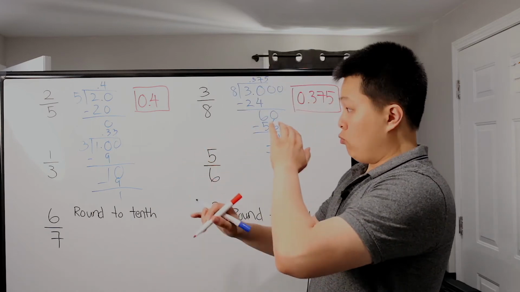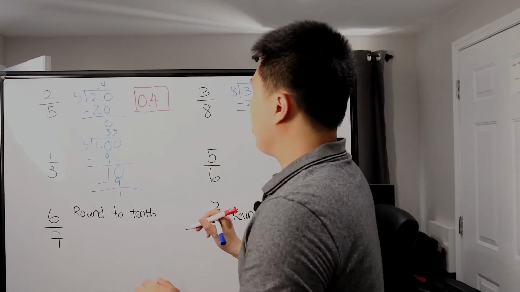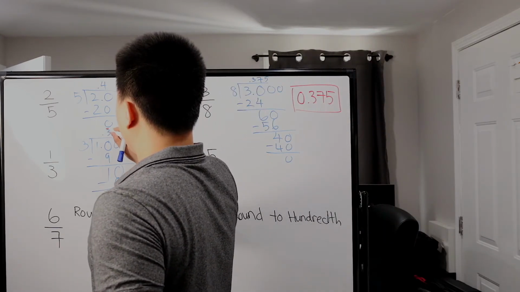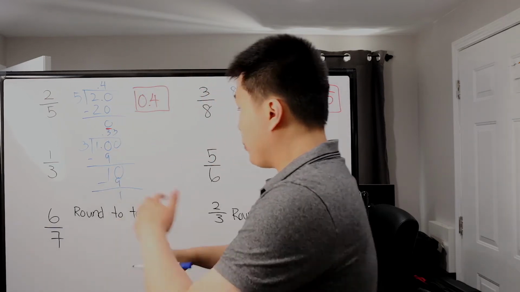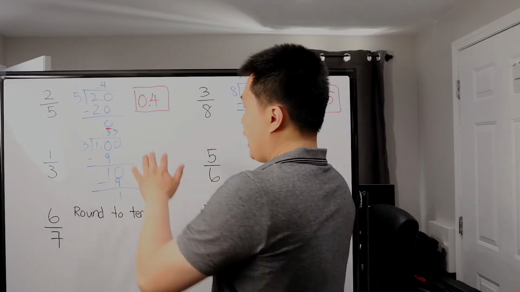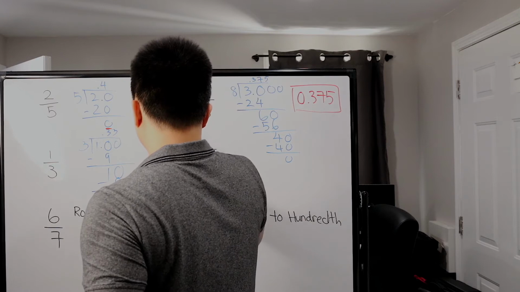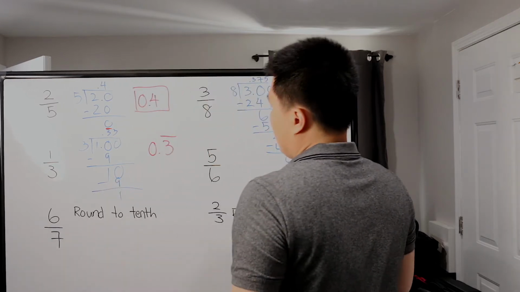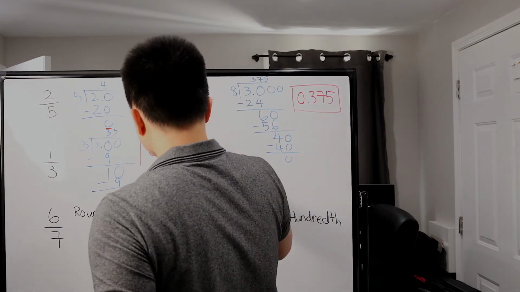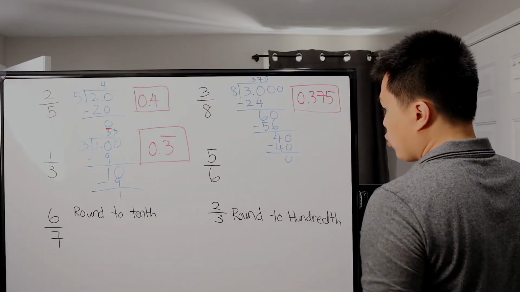So rather than writing it on forever, to save us time, what we're going to do is write a little bar on top of the number that is actually repeating itself, in this case a 3. So to write this answer, it's going to be 0.3 with a bar on top. There we go. Okay. Now let's work on 5 over 6.